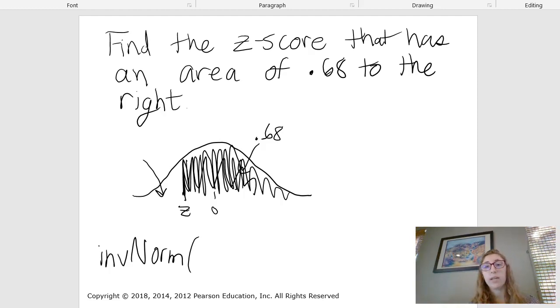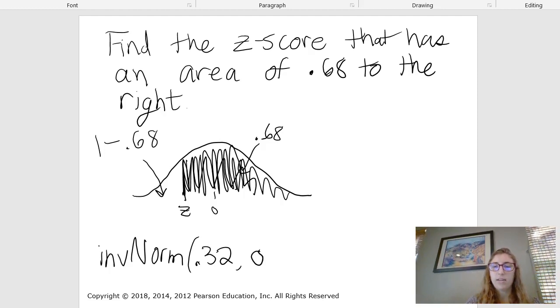Well, we know that the total area has to add to what? It has to add to 1, right? So to find this area to the left, we can do 1 minus 0.68, which is 0.32. So our area to the left is 0.32. And again, standard normal distribution, mean of 0, standard deviation of 1.